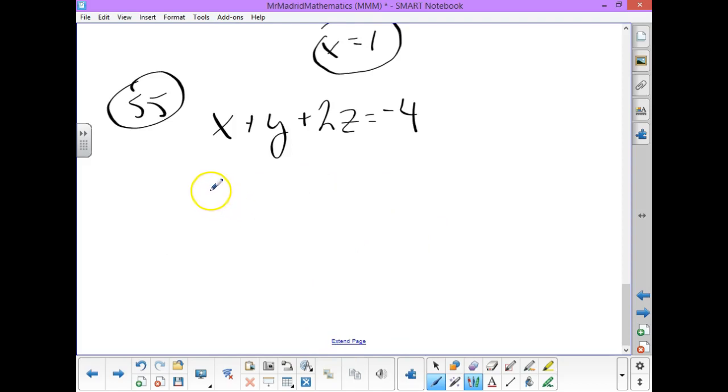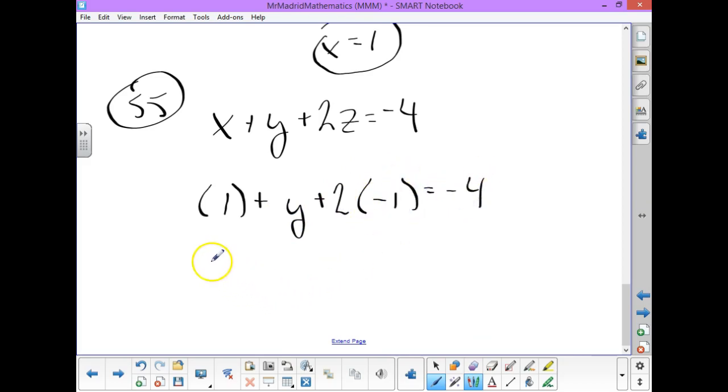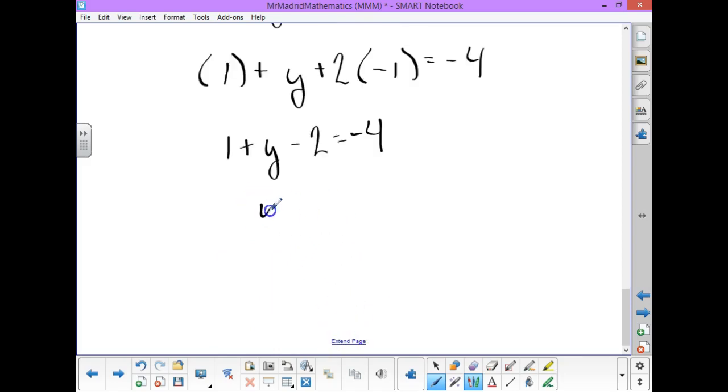What is it that we know? We got 1 for this guy, plus, do we know this guy? No. Plus 2 times, do we know this guy? Yes. Equals, do we know this guy? Yeah, it's given. Alright. So 1 plus y minus 2 equals negative 4. We got y minus 1 equals negative 4. Right, add 1 to both sides, and you got y equals negative 3.